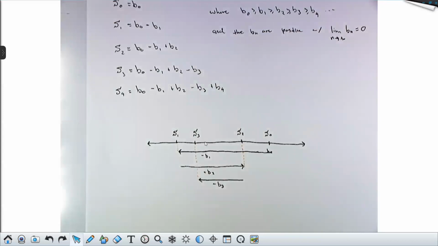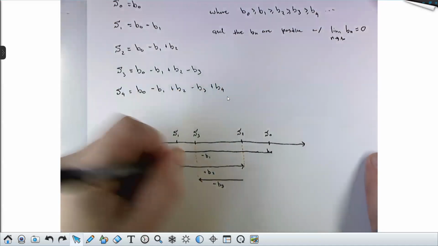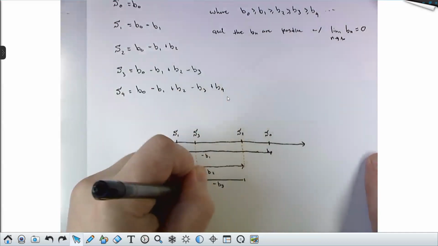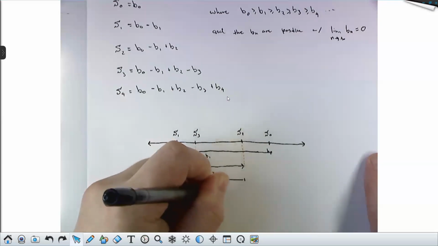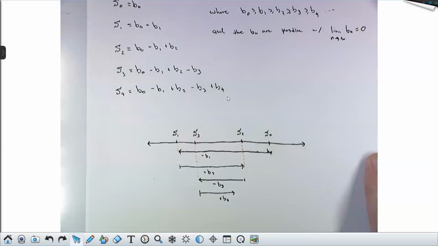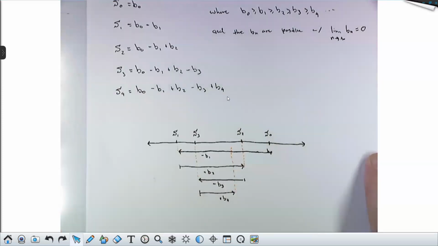So my next stop would be S4. To get from S3 to S4, the only difference is we're going to add B4, right? Here's S3, here's S4. The only difference is S4 has a plus B4. So to go from S3 to S4, I'm going to walk back to the right, but I'm going to walk back less than I just walked the other direction. So this would be plus B4. And that will get me to S4.